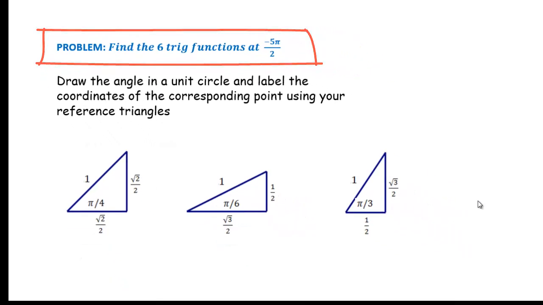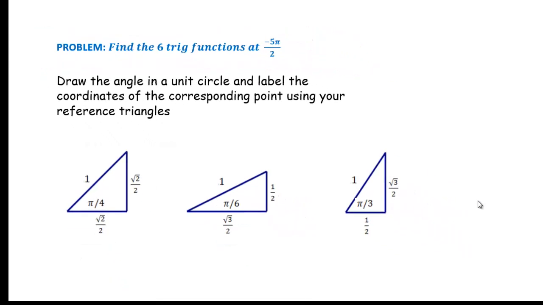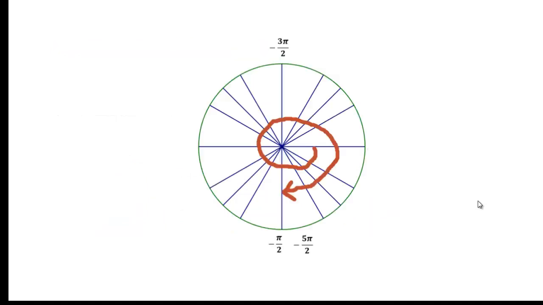Now, that is a multiple of pi over 2, so I'm not going to use these reference triangles. I don't need them. This is going to be what's called a quadrant angle, meaning it lies on a divider between 2 quadrants. So the pi over 4, the pi over 6, the pi over 3, they're not going to help me. Let's draw this angle.